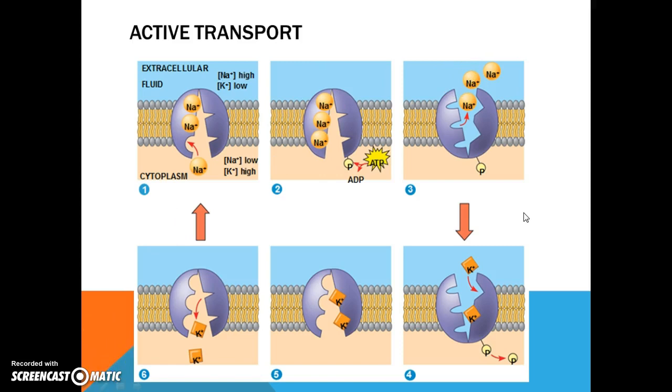Then along comes potassium, and potassium will go across the membrane in the opposite direction of the sodium. Notice in step 4 right here that the movement of potassium does not require ATP, but it does release the phosphate donated by the ATP molecule in step 2. So this phosphate is released. The phosphate will later be picked up by an ADP molecule, and that would revert back to the ATP state.